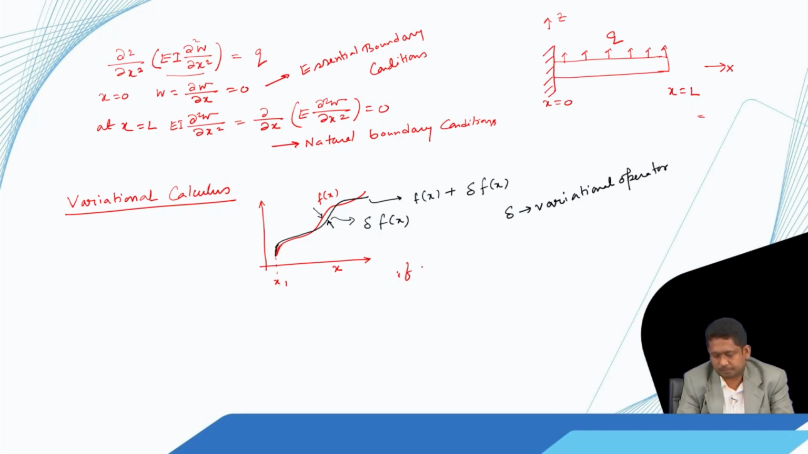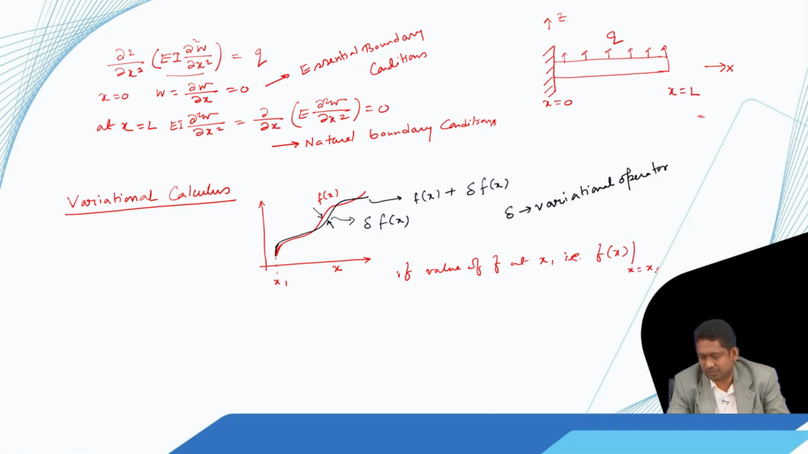So, if the value of f at x1, that is f at x1, or to be more precise, f(x) defined at x1, is known, then the variation at x equal to x1 should be 0.